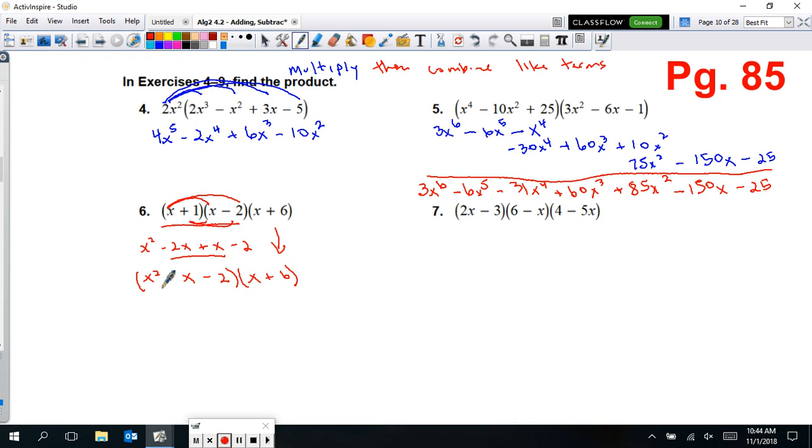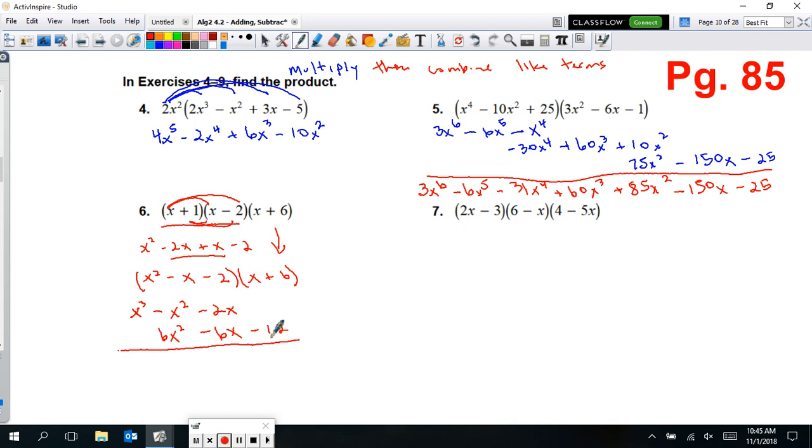So I'd see x times x squared. Let's start with that. It's going to be an x to the third power. And then x times negative x, that's going to be negative x squared. And then x times negative 2 is negative 2x. And then multiply 6 in here. So 6 times x squared, that's going to be 6x squared. I'm going to put that in column form right underneath here. So 6x squared goes there. 6 times negative x will be negative 6x. And 6 times negative 2 will be negative 12 at the end.